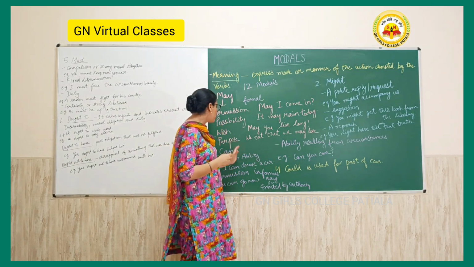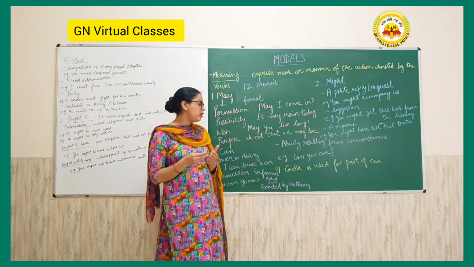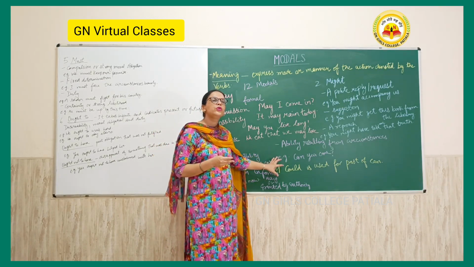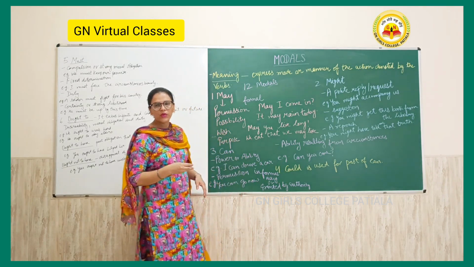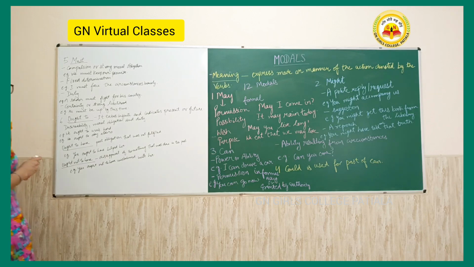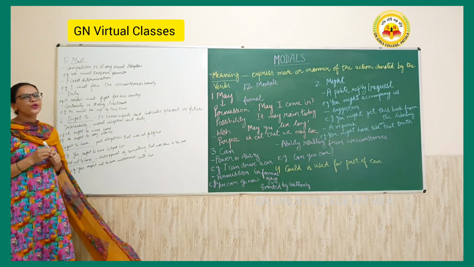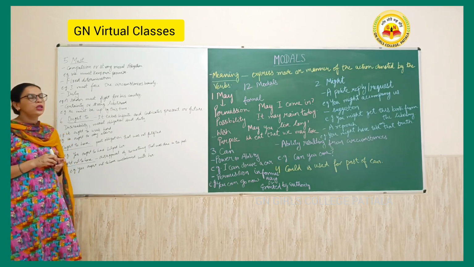This is used the same way as I used in can, but this is the use of the past tense of can, that is could. Next one, the fifth one, is must. Must is used for compulsion or strong moral obligation.